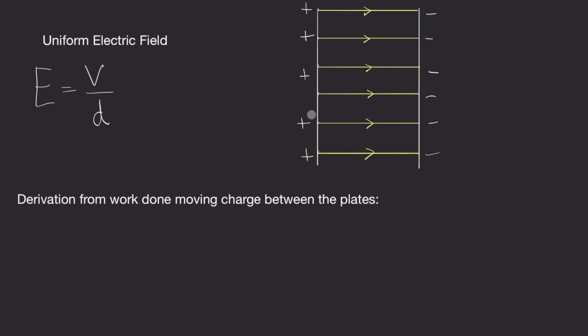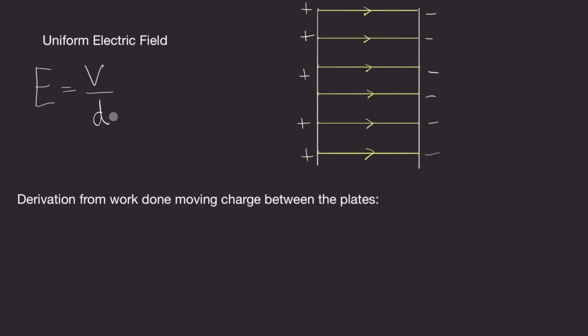There's a special equation which we only use for uniform electric fields, and that is that the electric field is equal to the voltage between the plates divided by the distance between them. We also need to be able to derive this from work done moving a charge between the plates. How do we actually do this?